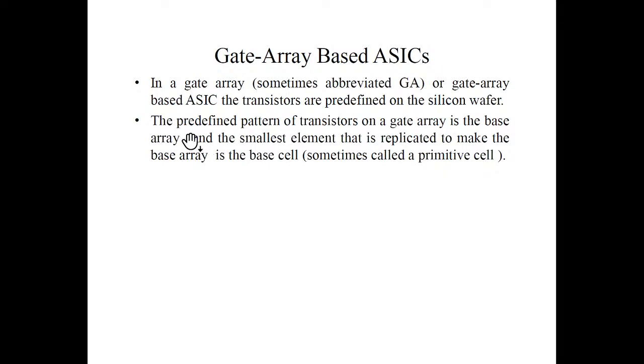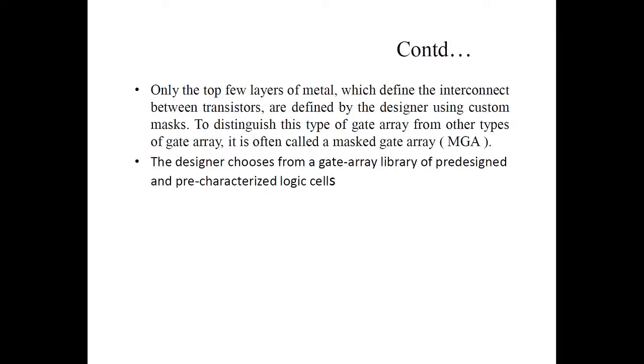So we can say the predefined pattern of these transistors on a gate array is the base array, and the small element that is replicated to make the base array is the base cell. Sometimes it is also called a primitive cell. Only the top few metal layers are used to implement the interconnection in this type of gate array, which defines the interconnect between transistors. It is defined by the designer using a custom mask. To distinguish this type of gate array from other types of gate array, it is often called masked gate array.